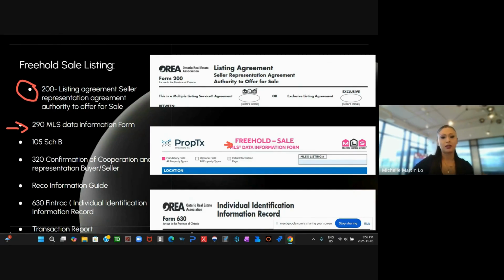Again, your RICO information guide is another form. Your 630 form, which is your FINTRAC, which means the individual identification information record. Why is this so important? Why do you think this is important? Because when we're doing any large cash or any large transactions like this, we want to make sure that there's no money laundering happening. That's right. Anti-terrorism, etc. We want to make sure that we are representing someone that is, I guess, of sound. Yeah, you're right. Everything that you said is right.